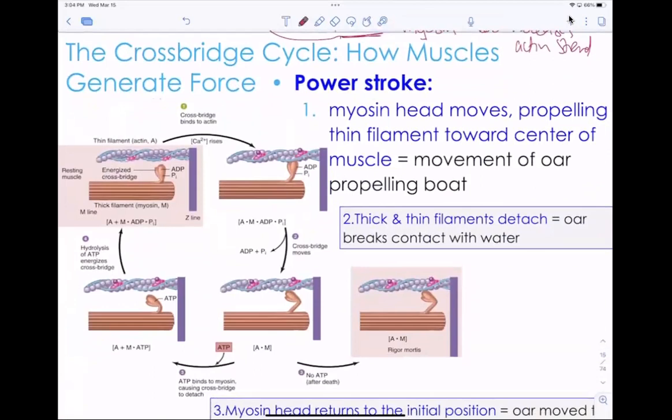Now, again, a power stroke is when the myosin head attaches to the actin strand and releases the energy stored in that myosin head, thus pulling or propelling the actin strand closer to the midline.